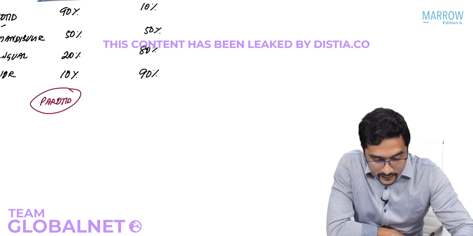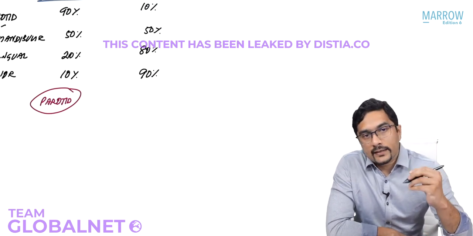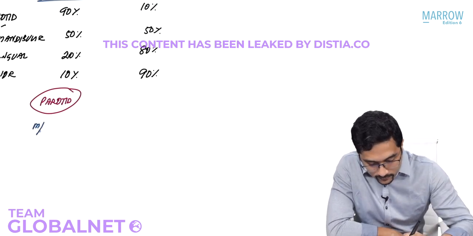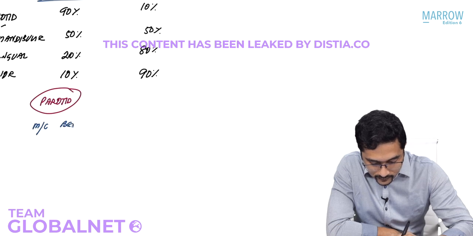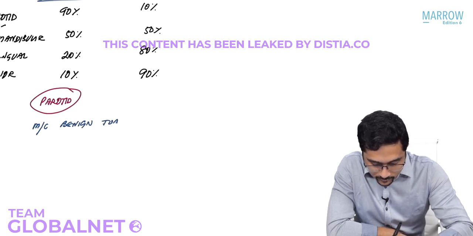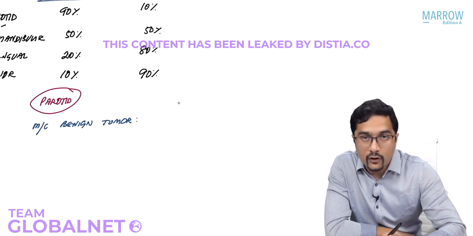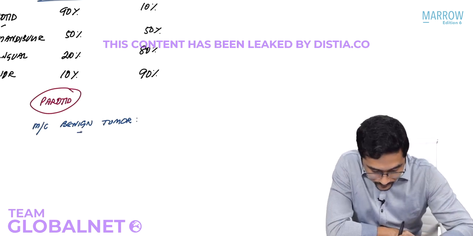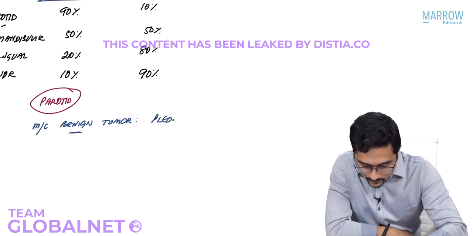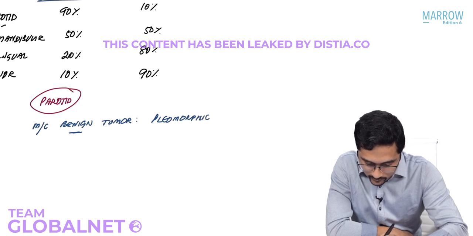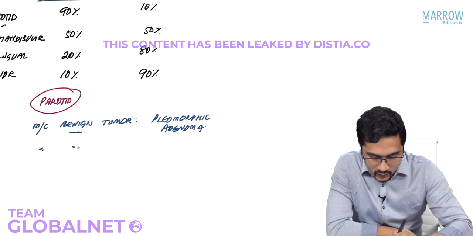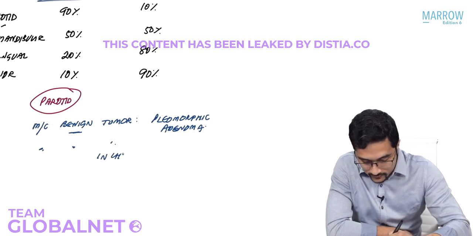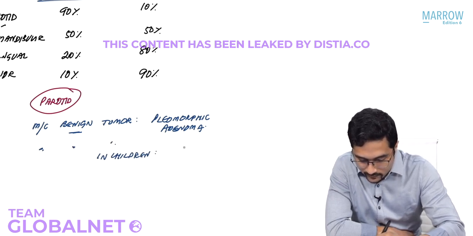Okay. Now, parotid tumors. Let's discuss certain one-liners. What is the most common benign tumor of parotid? The most common benign tumor of parotid is pleomorphic adenoma. We're going to talk about this in detail. What is the most common benign tumor in children? In children, it's a hemangioma.